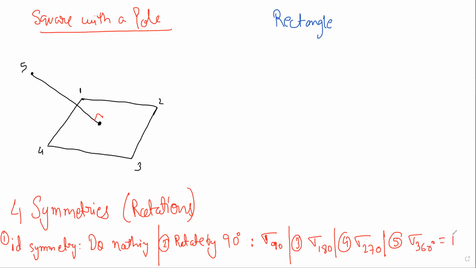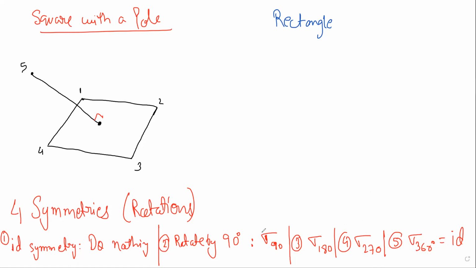This is just identity. These notations are just a symbol I'm using for the rotation. I don't want to write the full thing, so I'm just trying to encode it in a few letters so it's understandable. Obviously sigma 360 is identity. Is that clear to everyone? These are just a condensed way to write rotate by 90, rotate by 360 and so on. So these are the 4 symmetries.